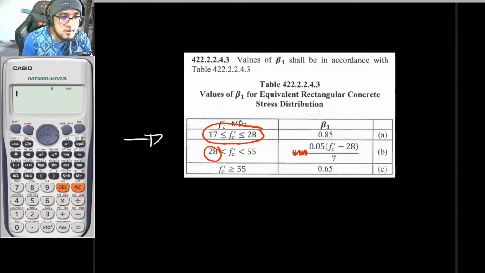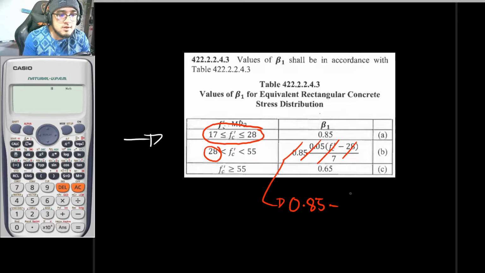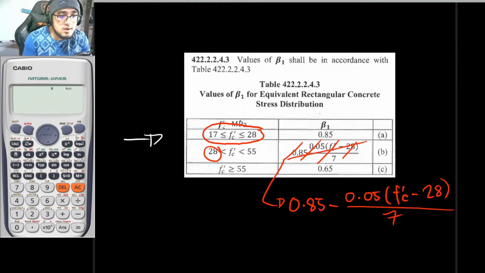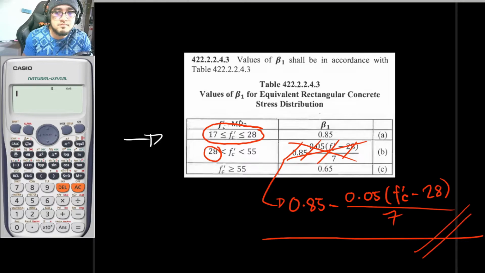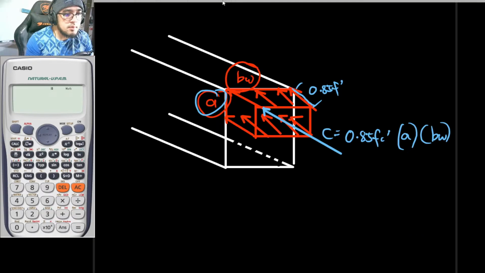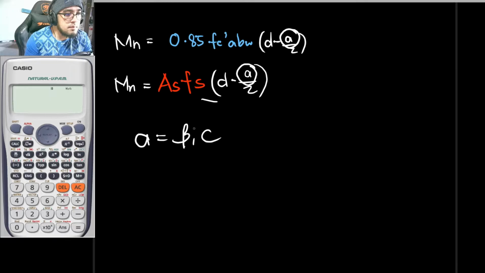So basically, this is erroneous. The correct equation here is 0.85 minus 0.05 times (fc' minus 28) divided by 7. So once again, do not use this. I'm not quite sure if in the second printing this is already corrected, but once again, this is the correct equation. Okay, so going back, we already have the value for our beta 1.